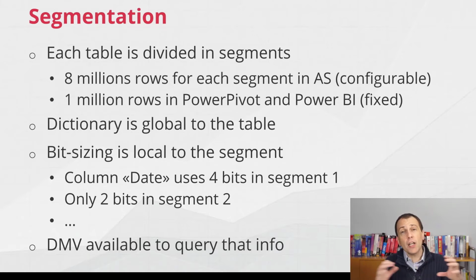So the dictionary is a global object. Even though the data of the table is read in memory segment by segment and stored in memory segment by segment, the dictionary is always global, which means that even though you refresh only one partition of a table, you always have a dictionary that is valid for all the segments and all the partitions. Whereas the bit sizing, so the size of the number of bits required for each column, is a decision made at the segment level. So the re-encoding required there could be at the segment level, not at the table level. There are data management views to look at the details of this information.